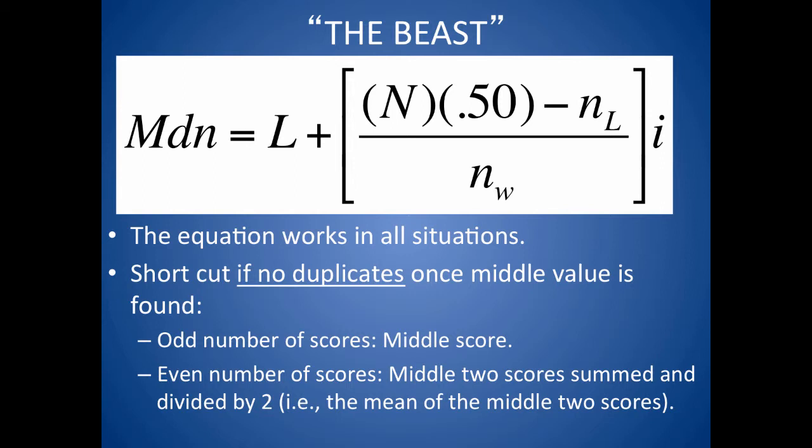If there are an even number of scores in the data set, the middle two scores can be summed together and divided by 2, and you can check to see if there are duplicates of that result. If there's no more than one of those in the data set, you have found the median and you can move on. If there are 2 or more of them, you'll need to use the beast.